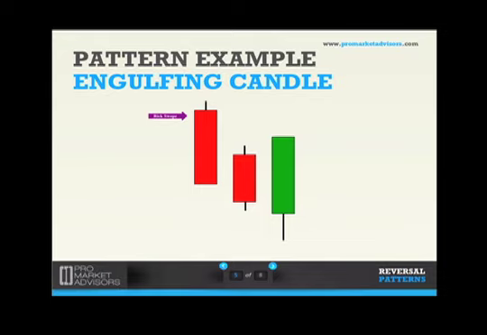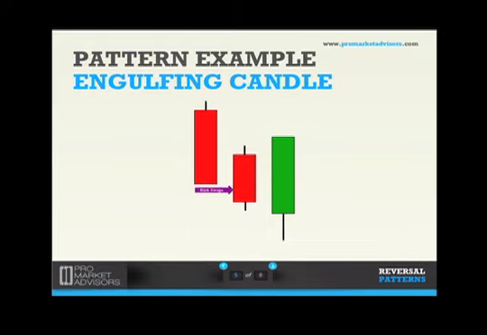Now, here's what sets up the engulfing candle. This particular one that we're looking at is called a bullish engulfing candle, but you can have the exact same thing at the top of an uptrend, and that's called a bearish engulfing candle. All right, let's talk about the bullish engulfing candle. By definition, it is simply a green candle whose body fully engulfs the previous day's red candle. There it is. The green candle fully engulfs the previous day's red.